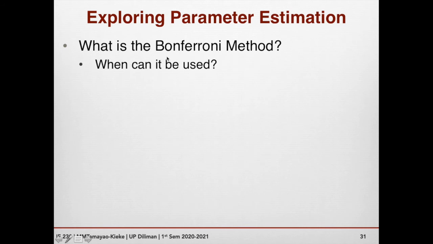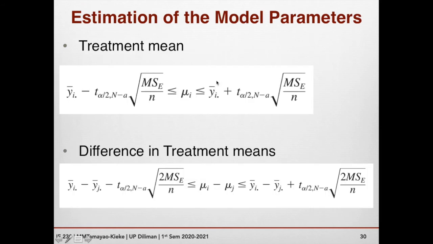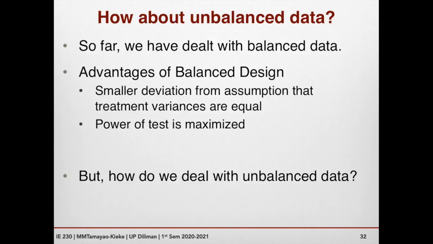Now, I want you to research, or actually just read from your book, what the Bonferroni method is. What is the significance of the Bonferroni method? When can it be used in relation to this? All right. So moving on, how about unbalanced data? I already showed you earlier, or talked about, the difference between balanced and unbalanced data and the difference in the formula for the sum of squares.